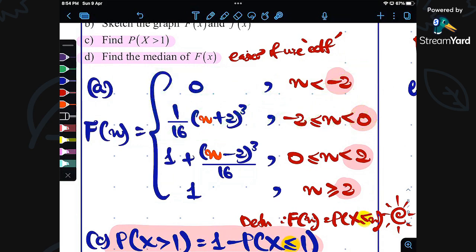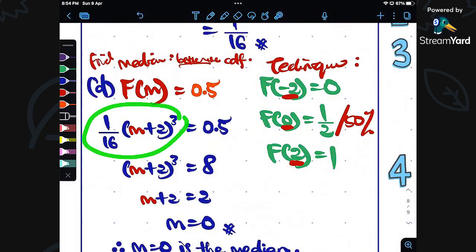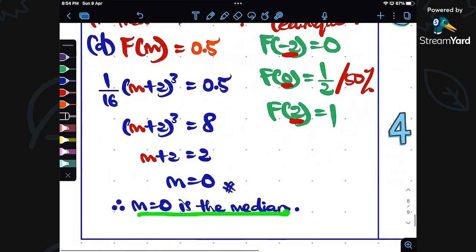And so you're just going to pick this function, 1 over 16. Yeah, this is what I'm doing. 1 over 16 and change this into m instead, not x anymore. (m plus 2) the whole thing cubed. And then make it equal to 0.5, and then you solve it, you will get median is equals to 0. Voila, done.